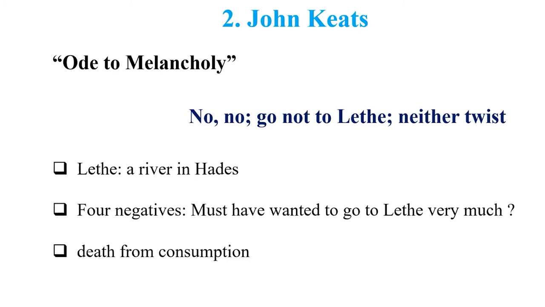If you look at it, you have four negatives in the sentence: no, no, then not, then neither. So what is Lethe? It is a river in Hades, the underworld. So the connotation is death. Someone is going to die, the persona of the poem, maybe he or she is on the verge of death.